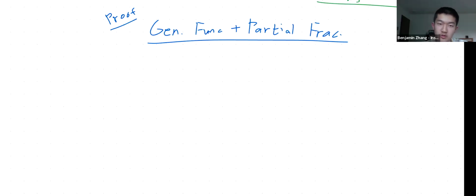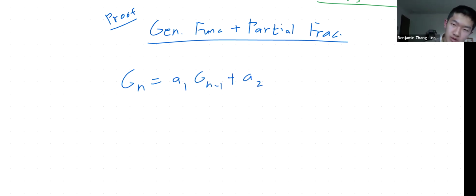So we can just write g sub n is equal to a1 times g of n minus 1 plus a2 times g of n minus 2, plus all the way to, let's say, ak times g of n minus k. So this is our recursion. This is our recursion here.